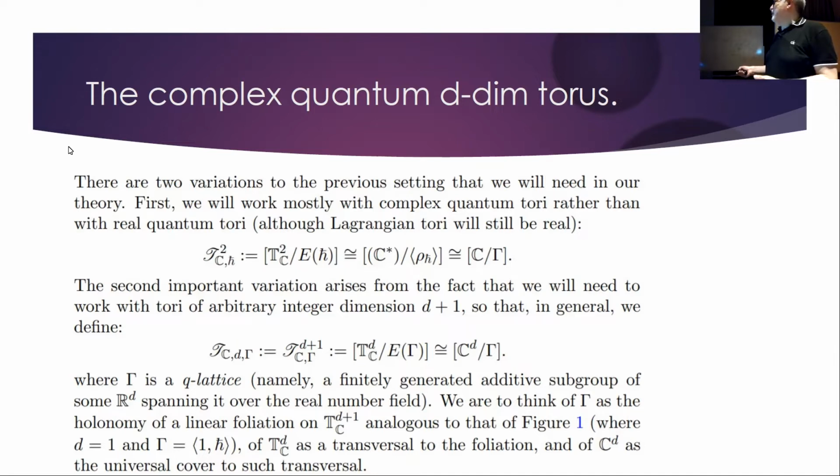And here, of course, there could be all sorts of problems with rationalities and irrationalities. We have to fix it. But this will be our version of a quantum torus in complex dimension D. This will be a quantum dimension D complex torus. And of course, this comes from a foliation, and this is the transversal to the foliation, and this is the logarithmic representation of this transversal to the foliation, but just in higher dimensions.